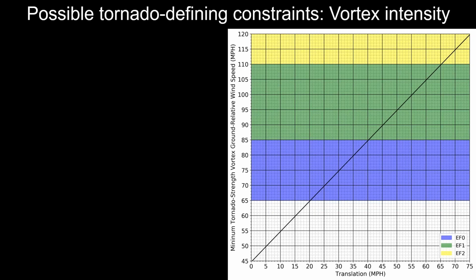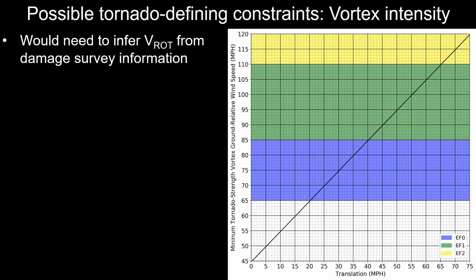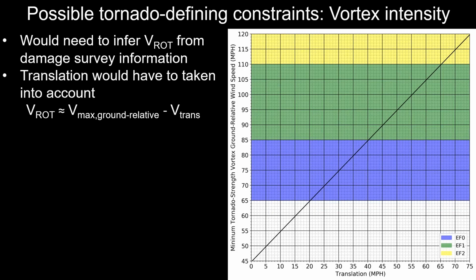I'm going to pose that there's a problem with this, though. You would need to identify the rotational velocity in most cases from a damage survey. You wouldn't be able to, in most cases, have mobile radar data near the surface available to you. So that wouldn't be a particularly strong challenge, and you could infer that by finding the EF scale estimated wind speed along the survey, which you're doing anyway.